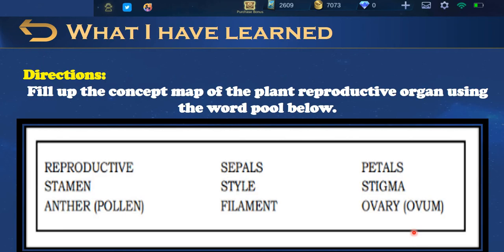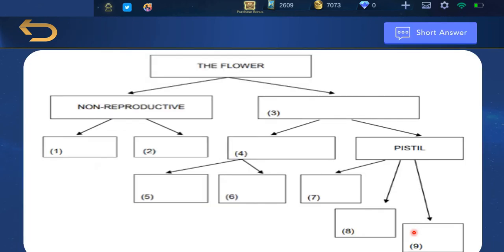What I have learned. So this is a direction. Fill up the concept map of the plant reproductive organ using the word pool below. And these are the words: reproductive, sepals, petals, stamen, style, stigma, anther or pollen, filament, ovary or ovum. So, let us have this as our short answer. You're given the time to fill up this map, and the time is now.